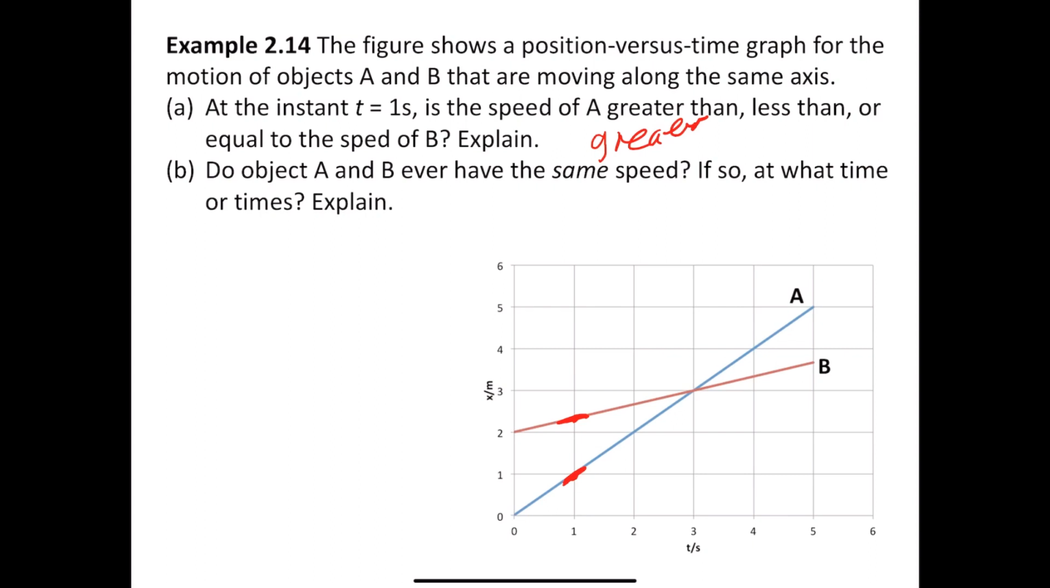So the best way is to translate. I always say the difficulty about physics is how to translate this into mathematics. Once you translate it, all you need to find is whether they have the same slope over this time period. No. So they never have the same speed.